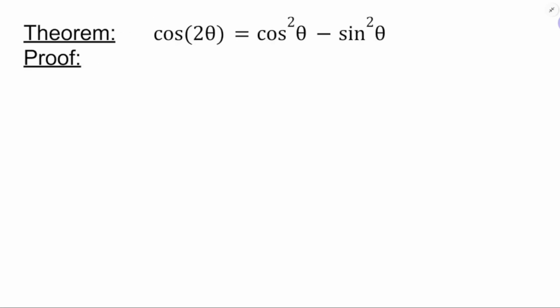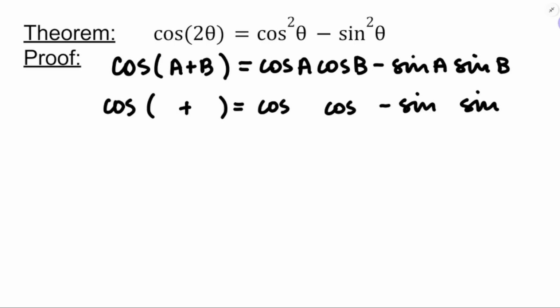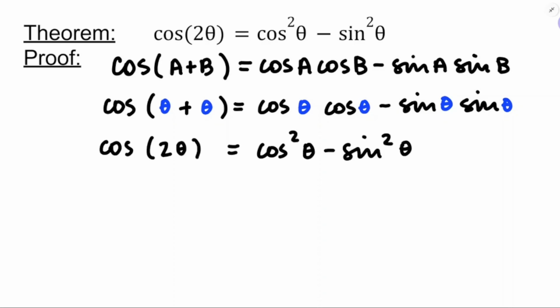The double angle formula for cosine will be just as easy. We're going to start off with the angle addition formula: cosine of A plus B is cosine A cosine B minus sine A sine B, and then we're going to plug in theta and theta for A and B. So that'll give us cosine of 2 theta. We look and see this is giving us just what we want. We have 2 powers of cosine theta, that's cosine squared theta, minus sine squared theta, and that's going to give me cosine of 2 theta.